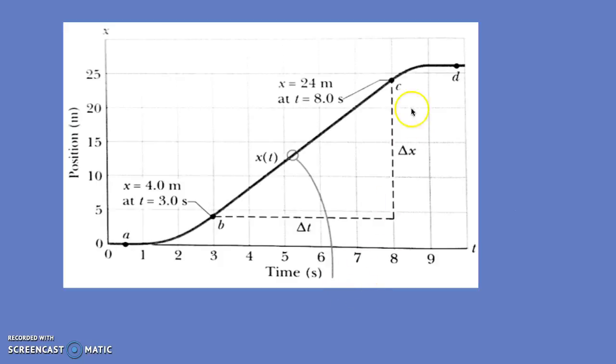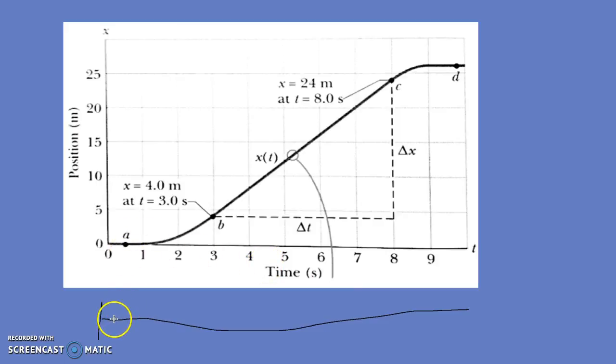Acceleration is going to be negative between C and D because we have a positive velocity that is decreasing to 0. Okay, between A and B it's increasing. We have a 0 velocity that increases to some positive value. If we were to construct a velocity graph for this position graph, it would look something like this.